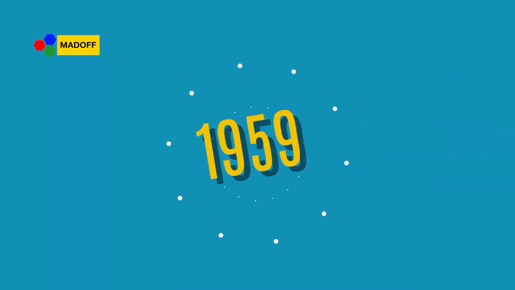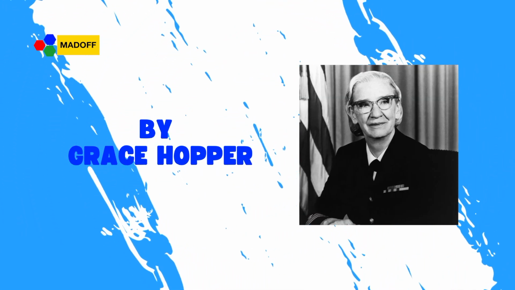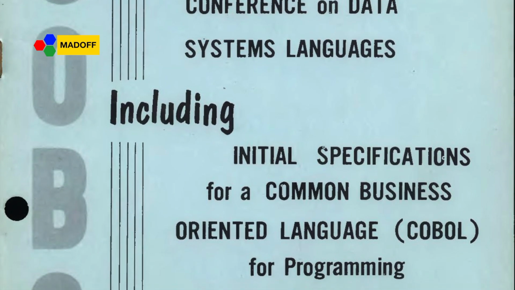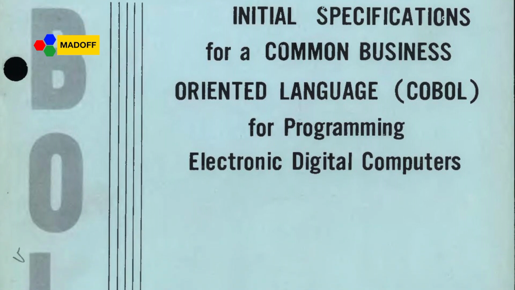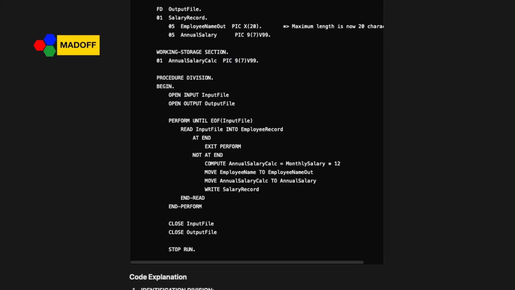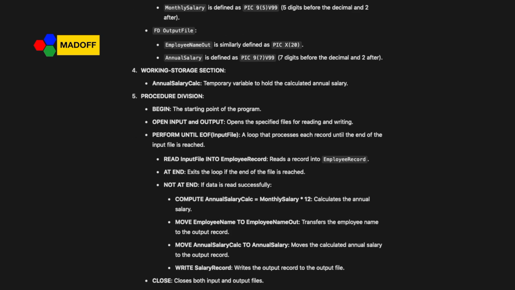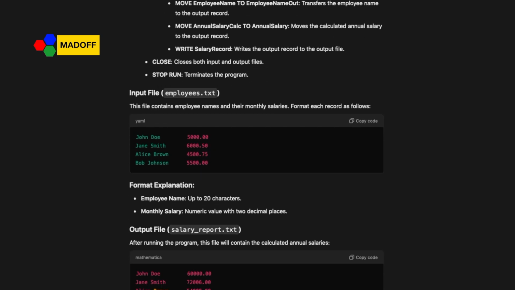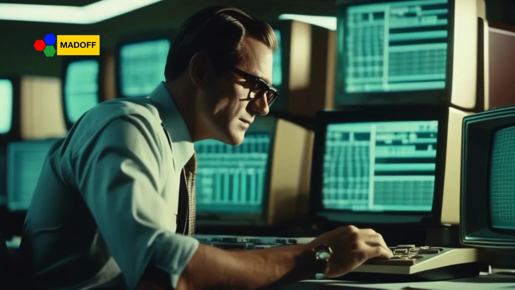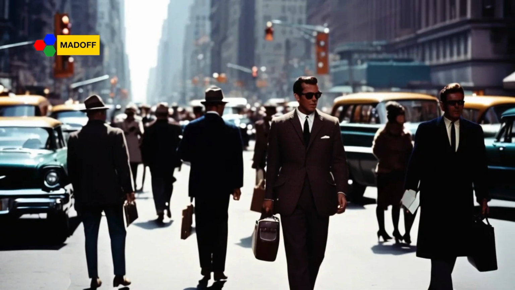COBOL was developed in 1959 by a team under the leadership of Grace Hopper and was intended for business applications. COBOL was the first programming language specially designed for processing business data and automation of business processes. It was based on the English language, which made it more understandable for business analysts and managers who do not have a technical education. COBOL quickly became widespread and is still used in many enterprise systems, especially in the financial industry.